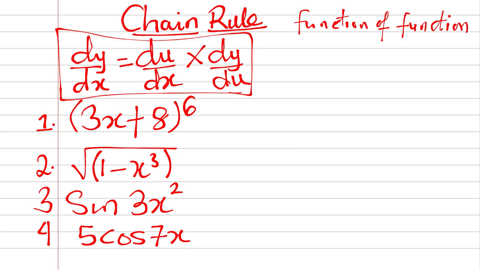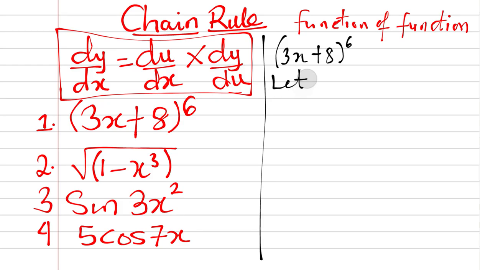For the first one, the question is (3x + 8) all raised to power 6. The first thing you are going to do is represent everything inside this bracket with u. So you are going to say let u be equal to 3x plus 8.